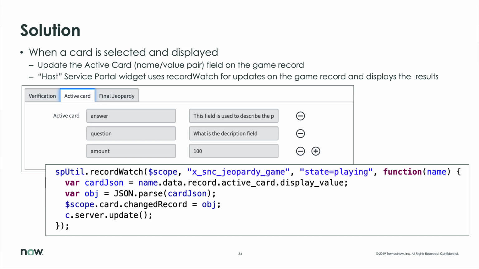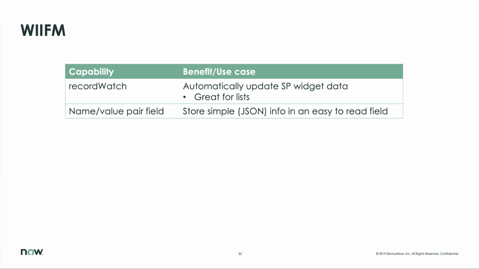So that's my demonstration. Again, high-level review. Name value pair field was very instrumental. The card updates it, says, hey, I'm going to display the question about Fred Luddy. Here you go. Here's the answer. Here's the question. And the host application is using recordWatch to watch this particular record, or any that are in this state, and says, hey, something's been updated. Go update, refresh your screen. You'll get the right answer.